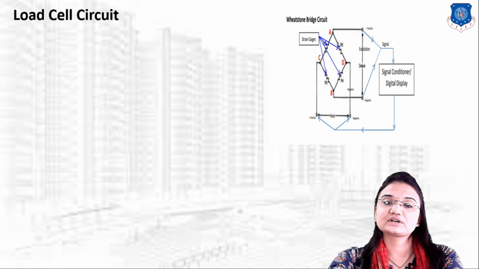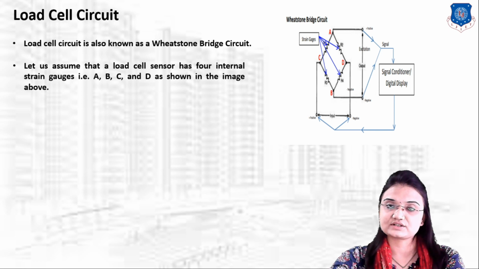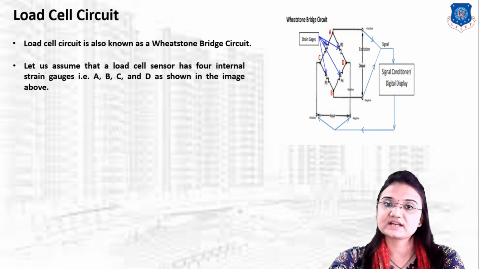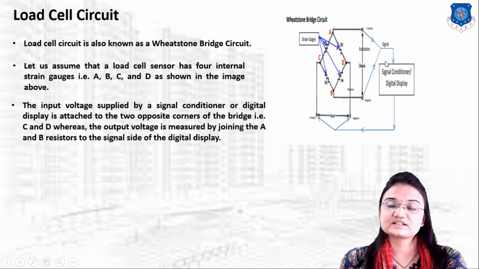Okay, now here you can clearly see that this one is the load cell circuit. Okay, so the load cell circuit is also known as a Wheatstone bridge circuit. So let us assume that the load cell circuit has 4 internal strain gauges. As I told you, these are 4 internal strain gauges, that is A, B, C and D. So you can clearly see in this image that at the C and D terminals we have input, and at the A and B terminals we have the output signal.